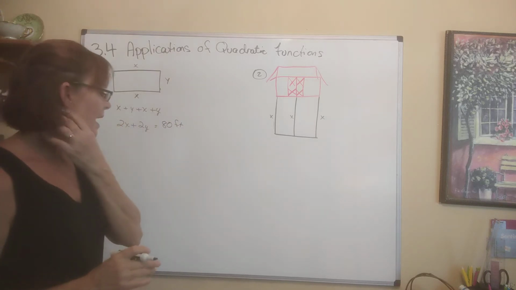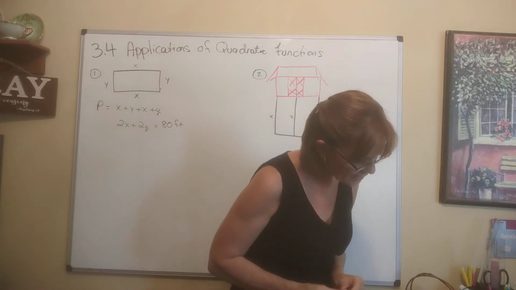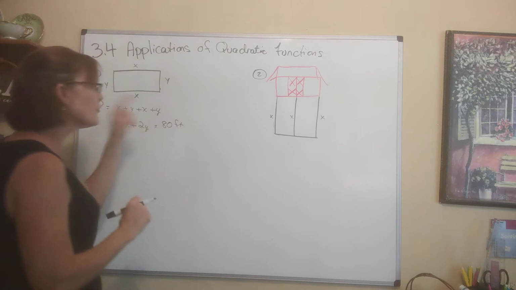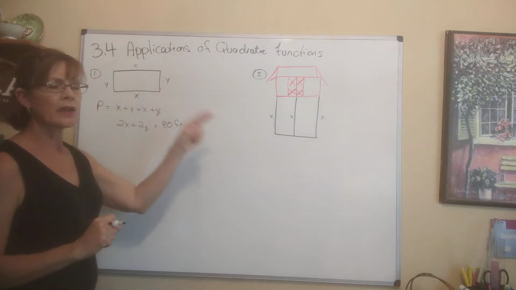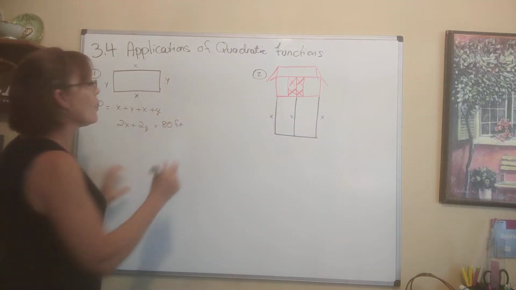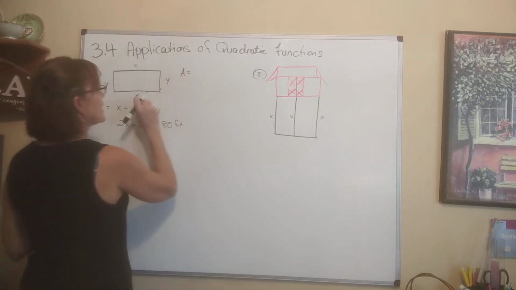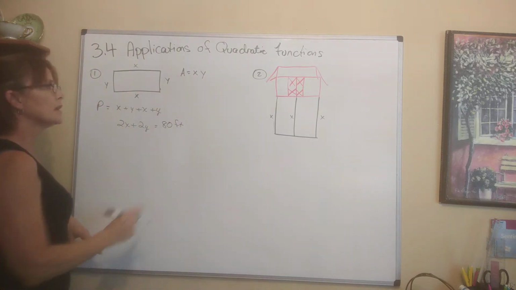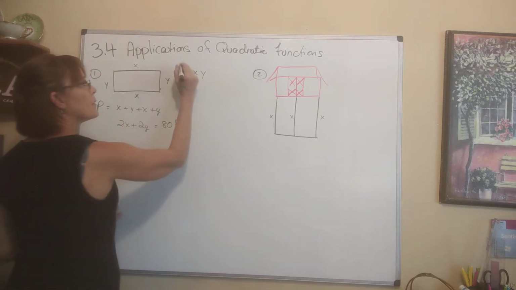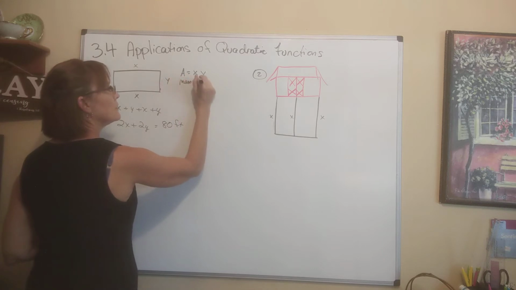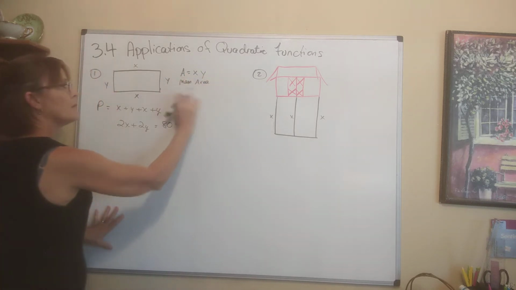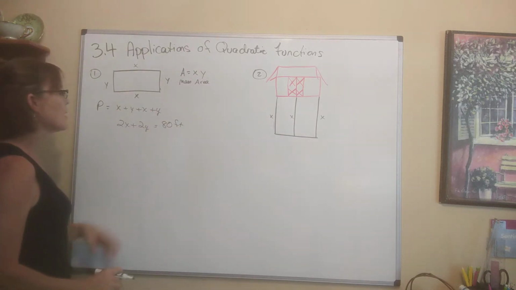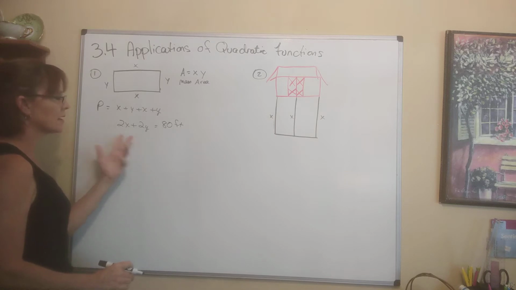What they asked us to do in this problem was to maximize the area, to find the dimensions that make it the biggest. The area of a rectangle is length times width, or in this case, area is x times y. So what we need to do is get our area formula, which is what we want to find the maximum of, in terms of one variable, either x or y. That's our goal. I'm going to solve for y here and get it in terms of x.